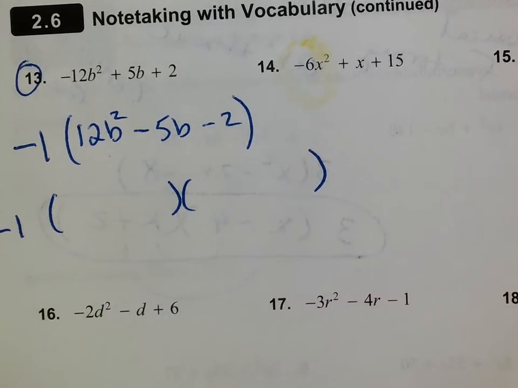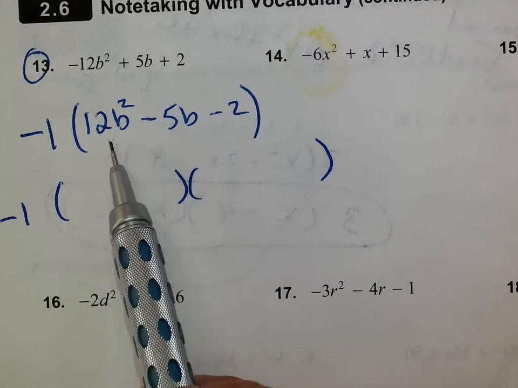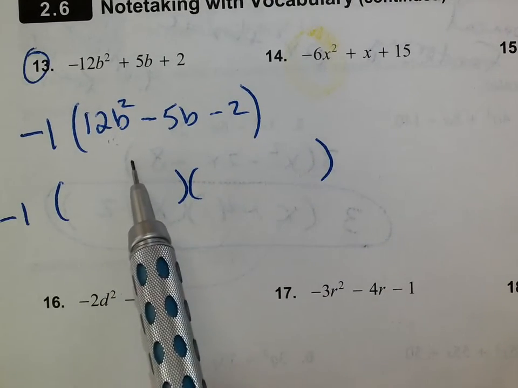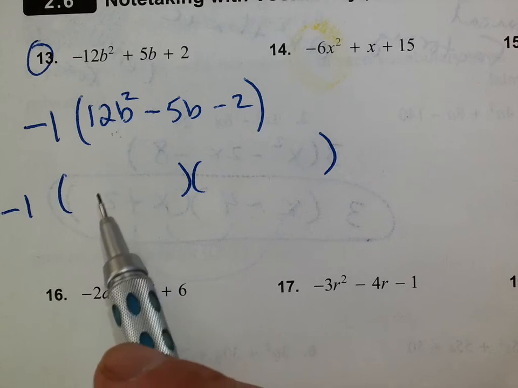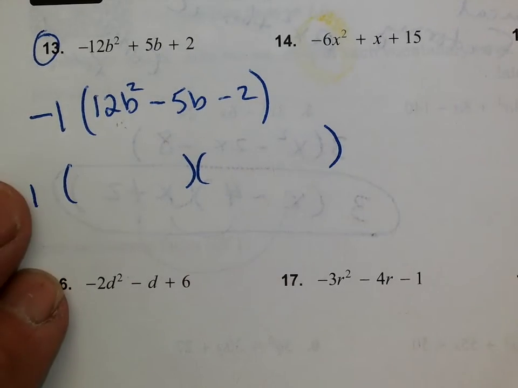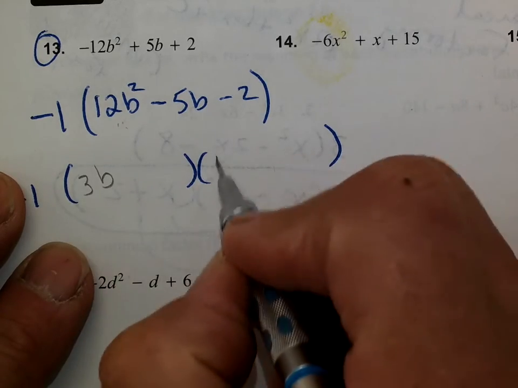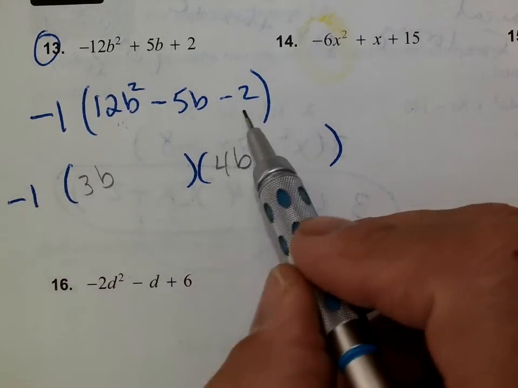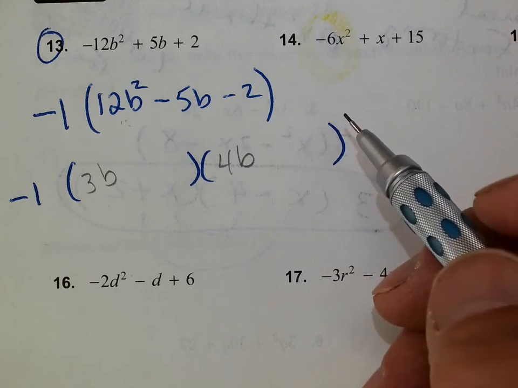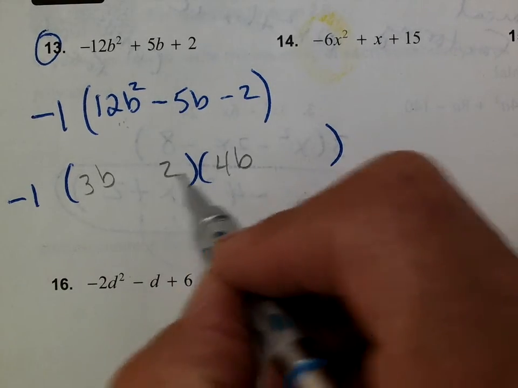What do you think? We've got 4 and 3, we've got 2 and 6, we've got 1 and 12. What do you think we should probably try? 3 and 4. Probably 3 and 4. I agree. But I'm going to put it in pencil in case I have to change, okay? I'm going to go 3b and a 4b, okay? 2 is pretty easy, just 2 and 1, right? So let's see, I'll go 2 and 1.